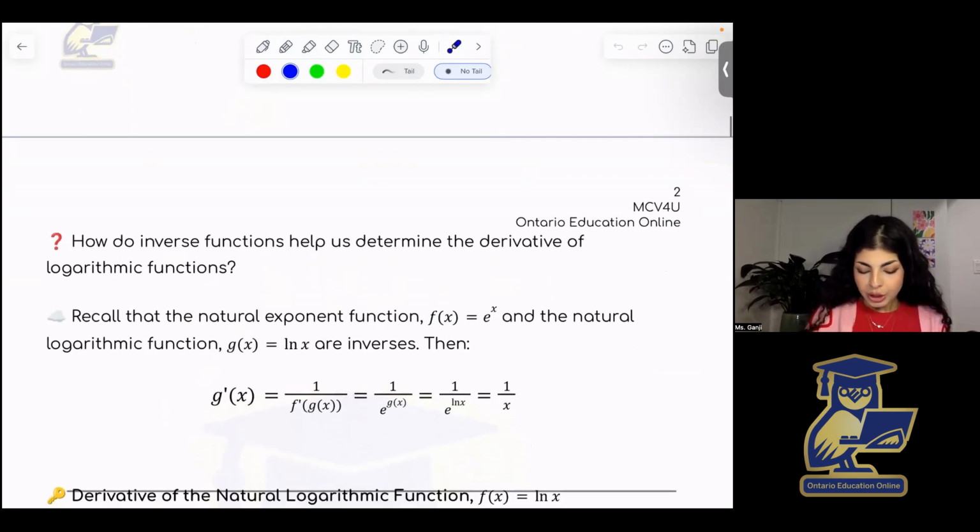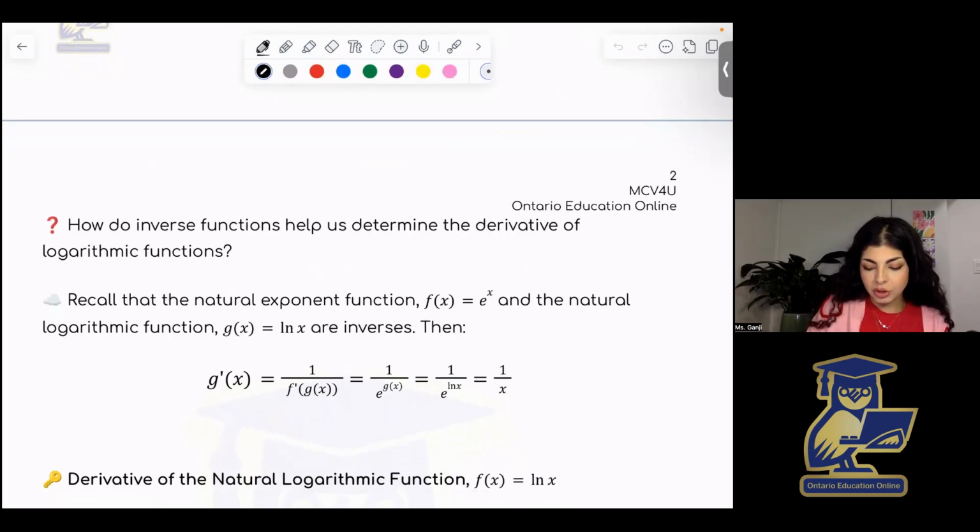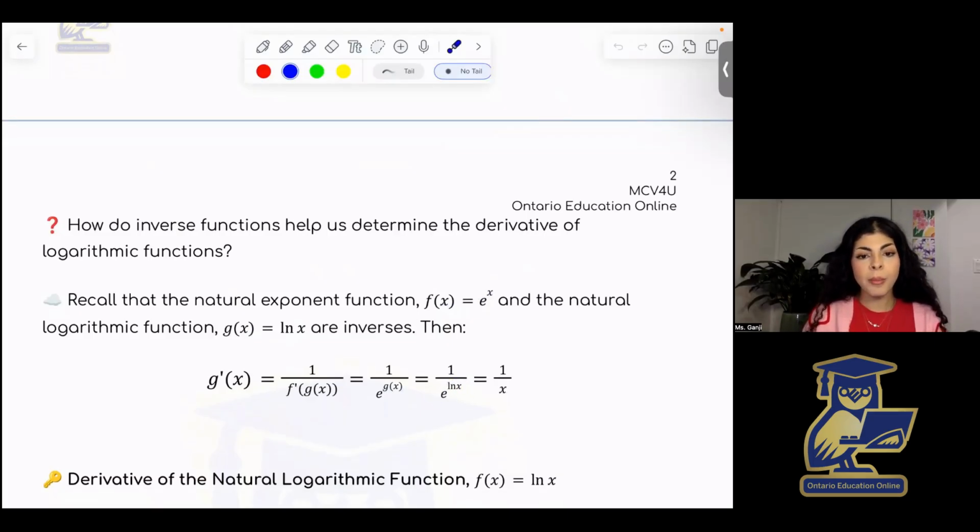And so g prime of x, based on that definition up there, is equal to 1 over f prime of g of x. But this would just be 1 over e to the power of g of x, because f of x is just e to the power of x, and the derivative of that is just itself. And g of x itself was the natural log of x, so we just substitute that back in. But this also is a special property, which we know is equal to x. So then the derivative is just 1 over x.